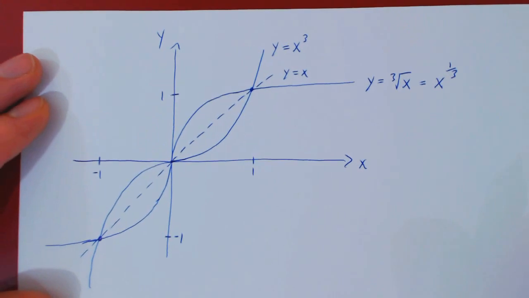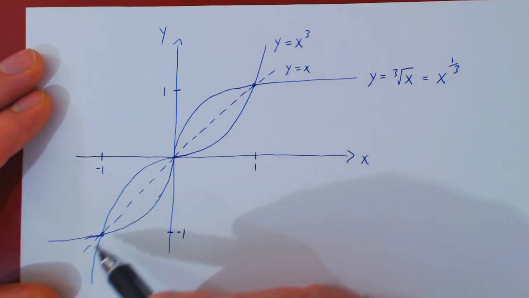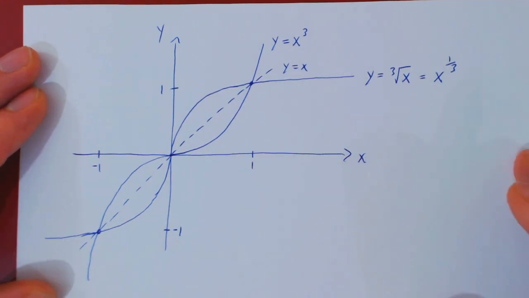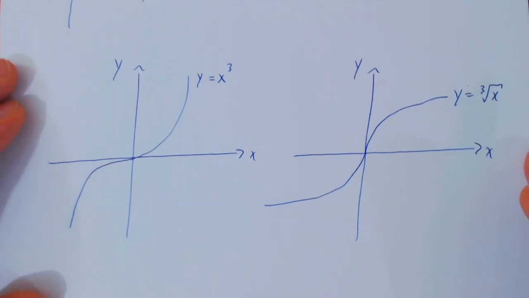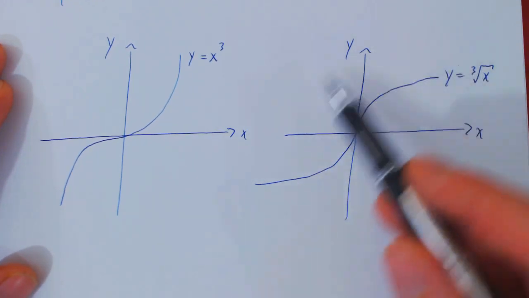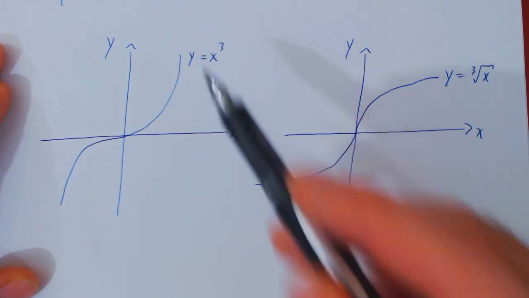And as always, to obtain the graph, sketch the original function and reflect that about the line y equals x to obtain the graph of the inverse function. And this is how you can quickly obtain the graph of the cube root function from the graph of the cubic function.